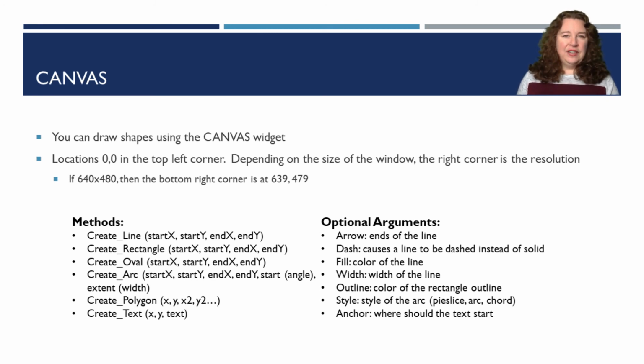With a canvas, you can run some methods like create line, create rectangle, create oval, create arc, create polygon. So making shapes, and they'll take the starting corner, the top left corner, and the bottom right corner. So the X and Y coordinates at the top and the X and Y coordinates at the bottom. For a line, it's the top and bottom. So you can make a line that goes straight, or you can make it at a diagonal. So you give the start and end.